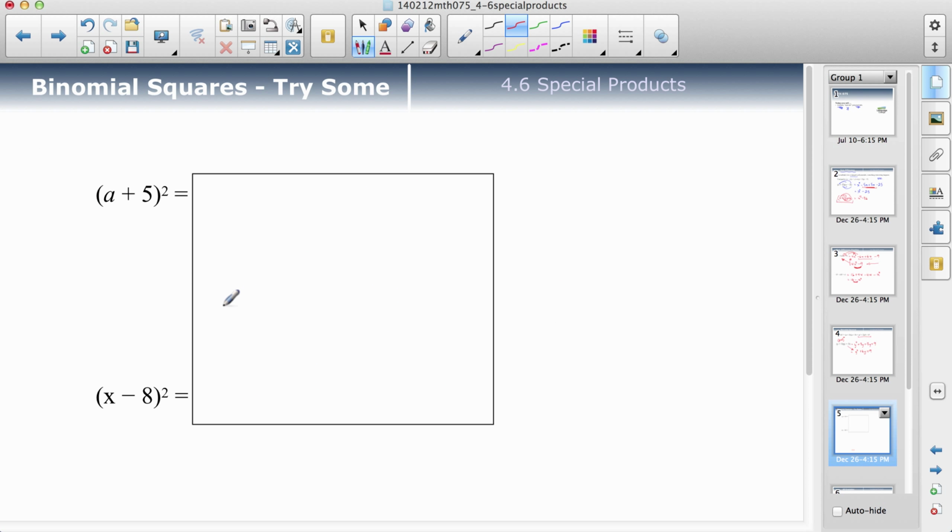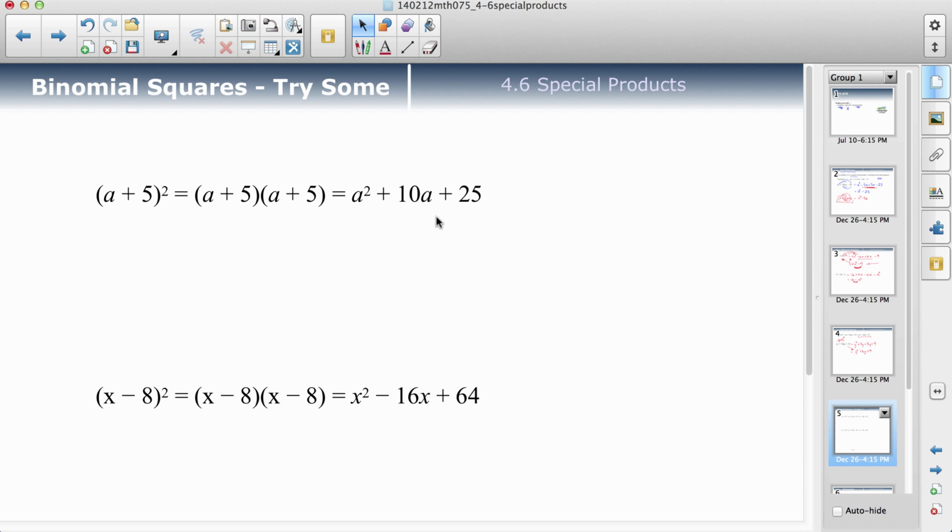Here's something that you could try. So press pause, see what you come up with, and then come back. Okay, I assumed you tried them. That's what I got for both of those questions.